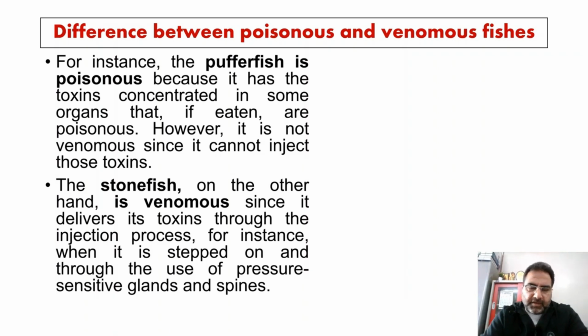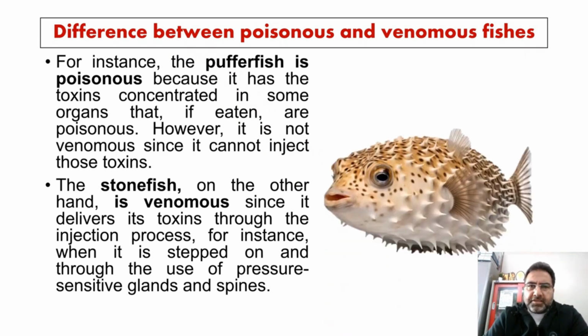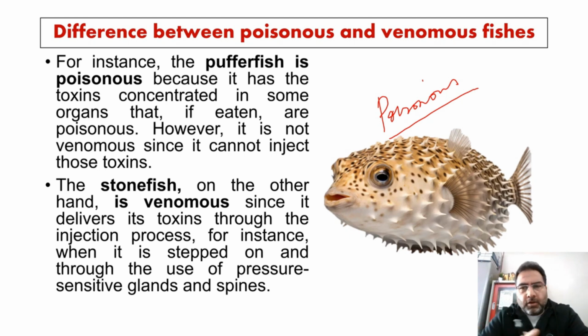Now let us make the picture clear by learning about some examples of venomous and poisonous fish. Now, for example, on your screen is the picture of a puffer fish. It is known to be poisonous. This fish is poisonous because it does not have the ability to inject or transfer its toxin to another animal.